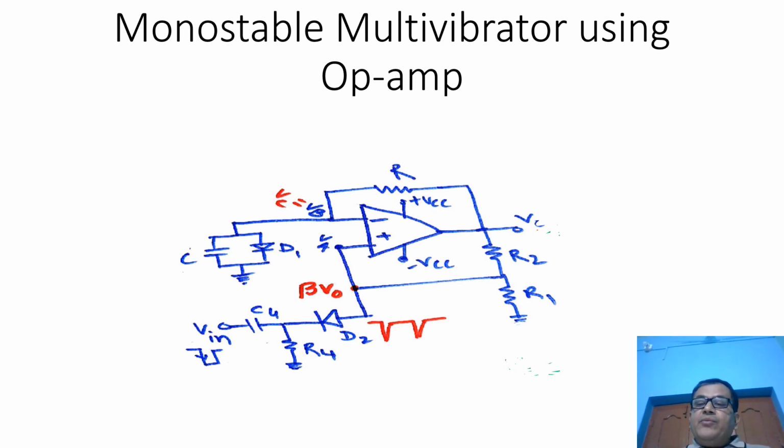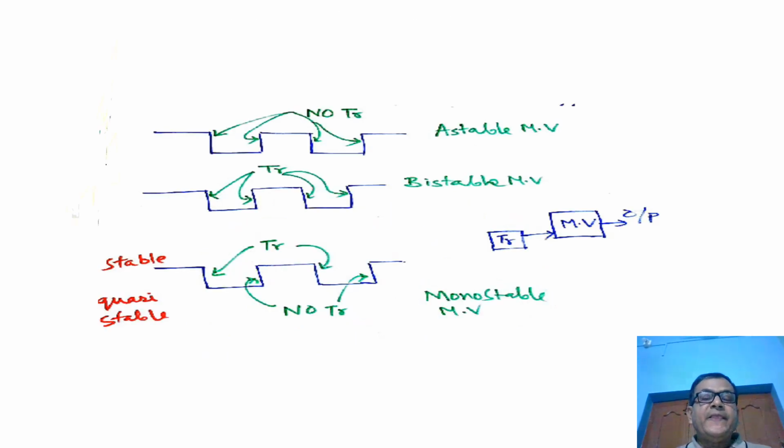Now before starting, let us recapitulate the differences of these three multivibrators. These three graphs show the waveform generated by three multivibrators, that is astable multivibrator, bistable multivibrator and monostable multivibrator. In the upper one, it is the waveform generated by an astable multivibrator. In case of astable multivibrator, the output waveform is having two states, 1 and 0.